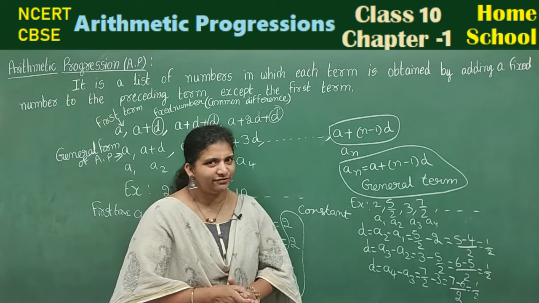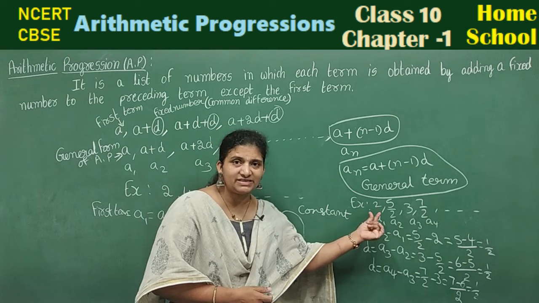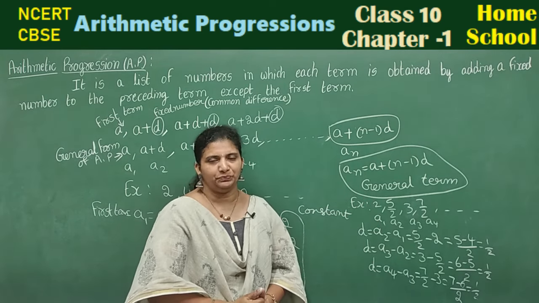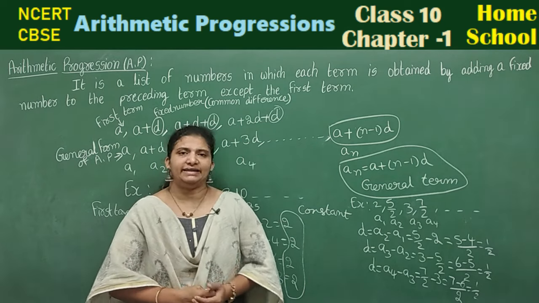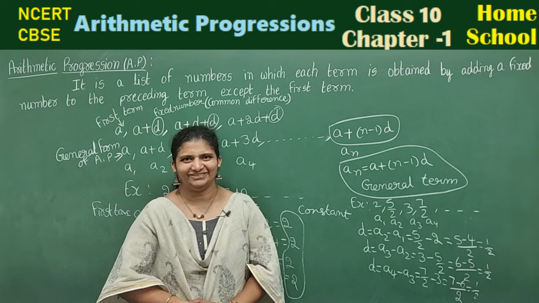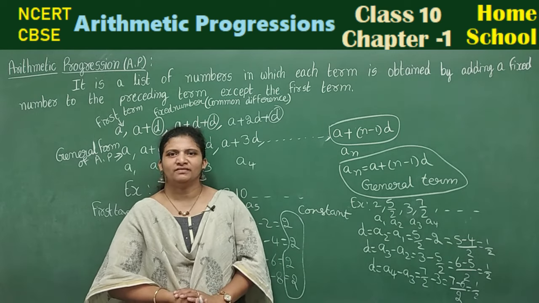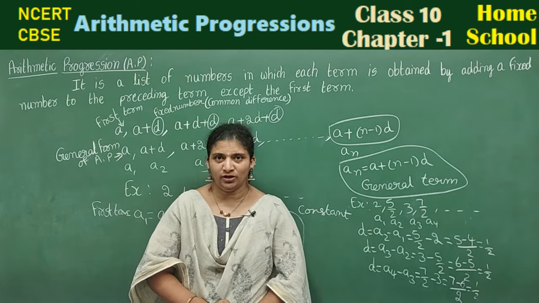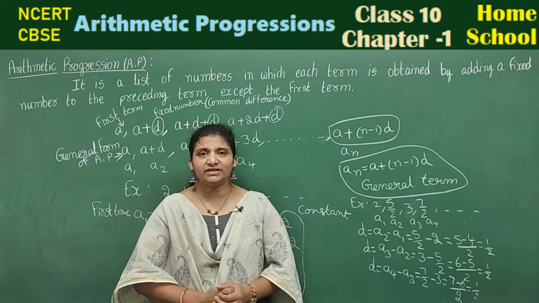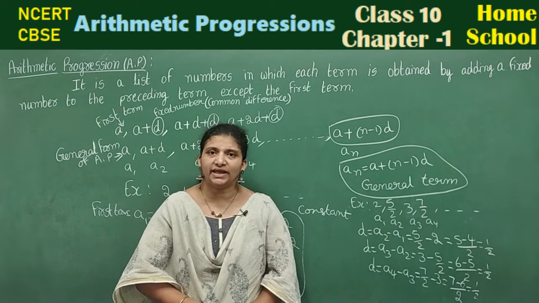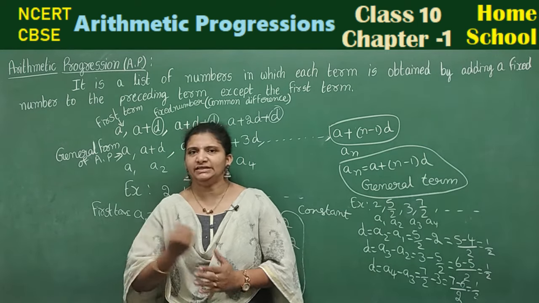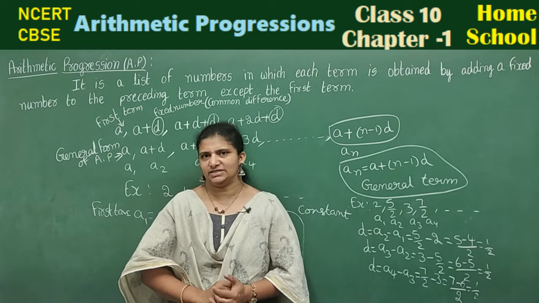Okay, try to identify carefully. First term is A and the common difference D value is 1 by 2. If you know A and D, any term you can find in the arithmetic progression. Is this clear? Let's have a recap on this board. Arithmetic progression is a list of numbers in which each term is obtained by adding a fixed number to the preceding term, except the first term.